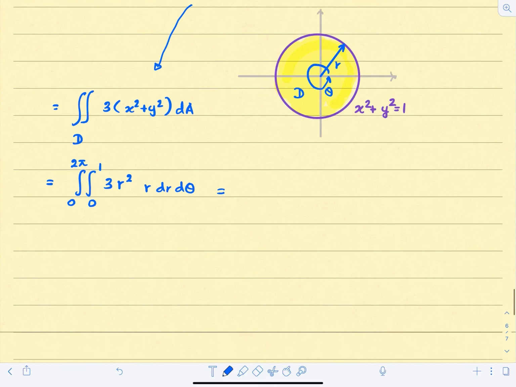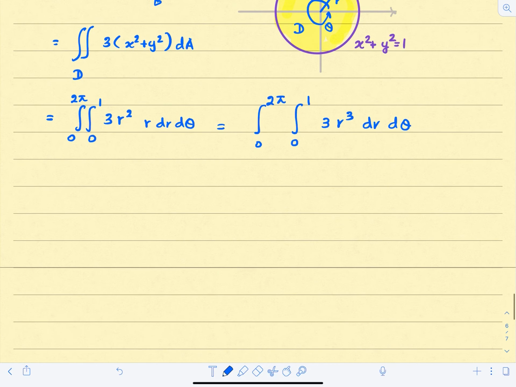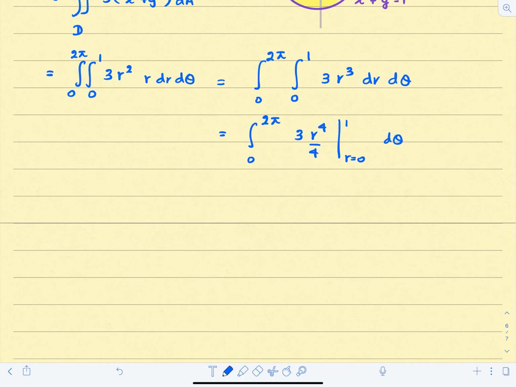Okay, let's evaluate this. So you have the integral from 0 to 2 pi, integral from 0 to 1 of 3 times r cubed dr d theta. If you integrate 3r cubed with respect to the r variable, you will get 3r to the power 4 over 4. Apply the upper limit and then the lower limit. You will get 3/4.